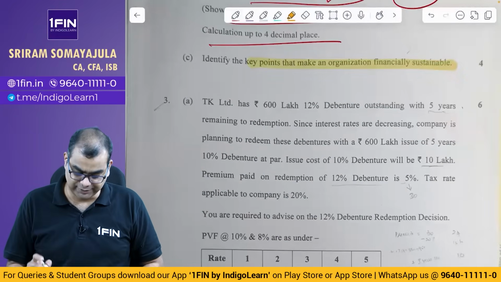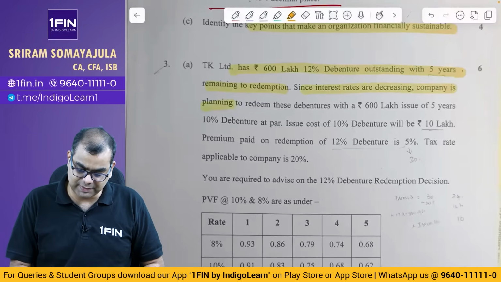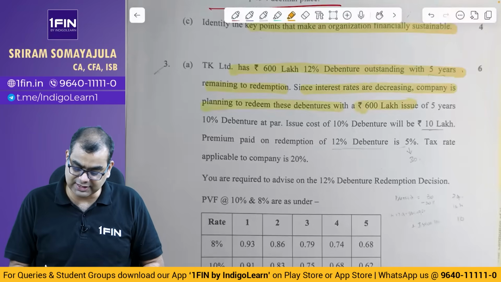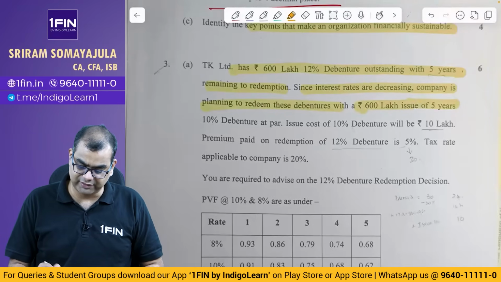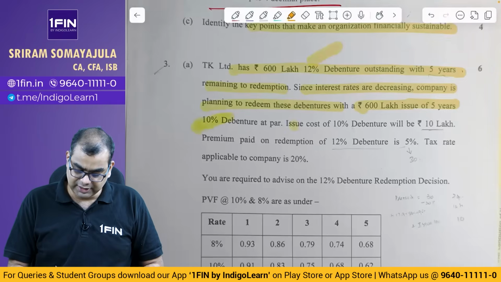First chapter. Then, TK has a 600 lakh 12% debenture outstanding with 5 years remaining to redemption. Since interest rates are decreasing, the company plans to redeem these debentures with a 600 lakh issue of 5 years. So again, refinance this with same tenure debentures at 10%. So old was 12, new is 10 at par. Issue cost of the 10% debenture will be 10 lakhs.